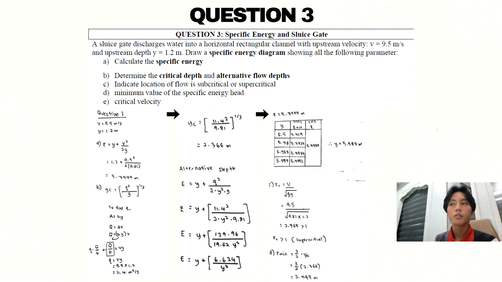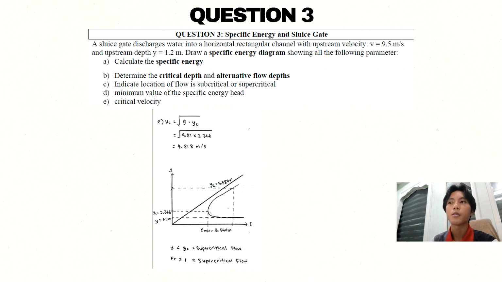So in this question, we need to find the minimum energy. So the formula we'll be using is 3 over 2 times yc. So the final answer will be 3.4549 meters.